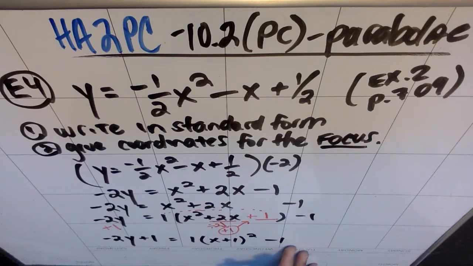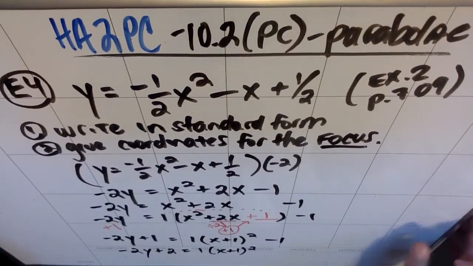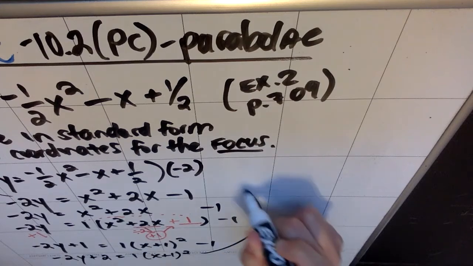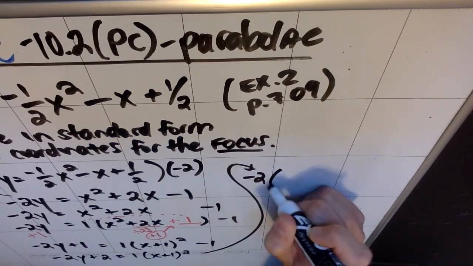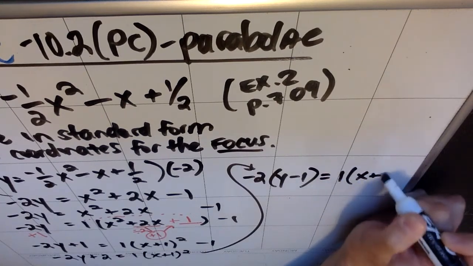If I go ahead and move this 1 over because I know I want this stuff by itself, I'm going to get negative 2y plus 2 equals a 1 times x plus 1 quantity squared, but I want this to look like a 4p, we don't know what p is, times the quantity y minus k. So I'm going to take out this coefficient of negative 2, right? And I'm actually going to inch it over here and finish this out. So I'm going to go ahead and take out this negative 2, and I'll get a y minus 1 equals a 1 times x plus 1 quantity squared.